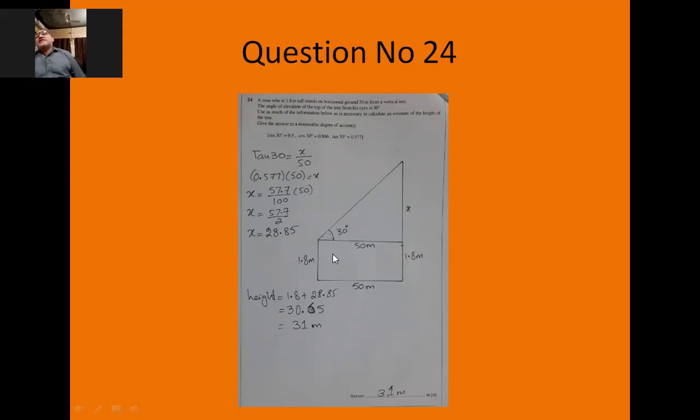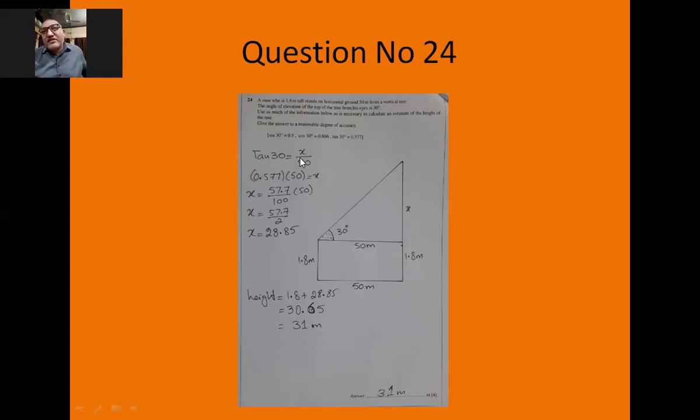So if this is 50, this will also be 50. This is 1.8, this will be 1.8. This will be a right angle triangle, and I want to find the value of x. Once I know the value of x, I will add x and 1.8, and that will be the height of the tree. So this is the base. If this is the angle being used, then this is the base and this is the perpendicular. We also call it the opposite side, and this the adjacent side.